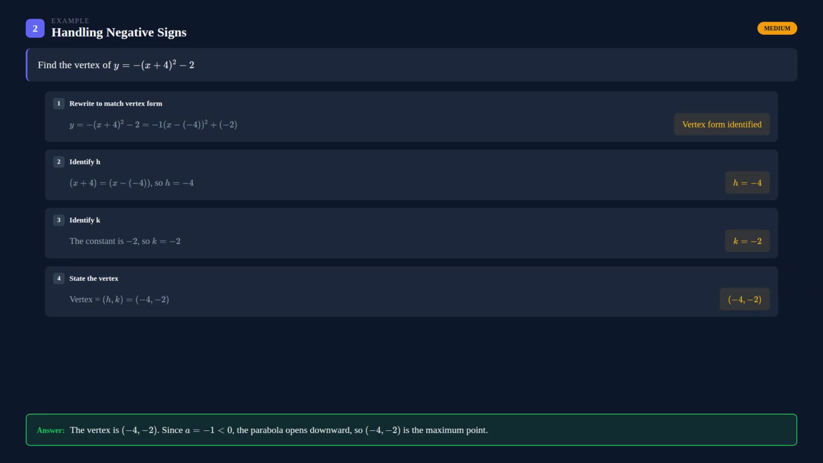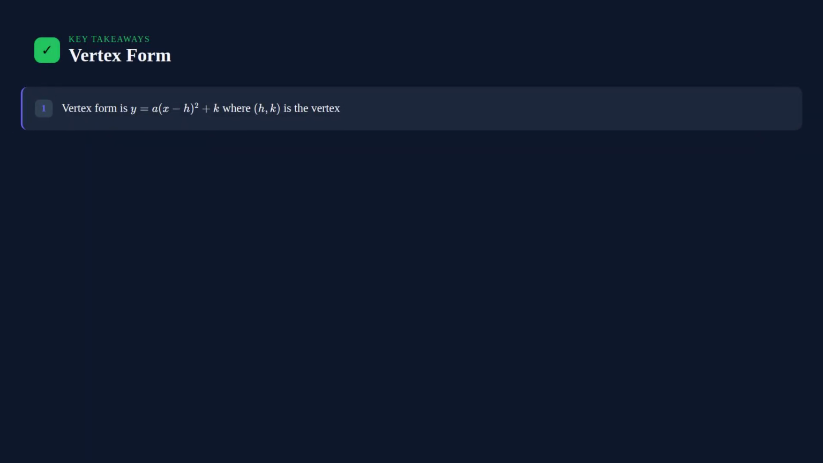Since a = -1 is less than 0, the parabola opens downward, so (-4, -2) is the maximum point. Let's review the key points.